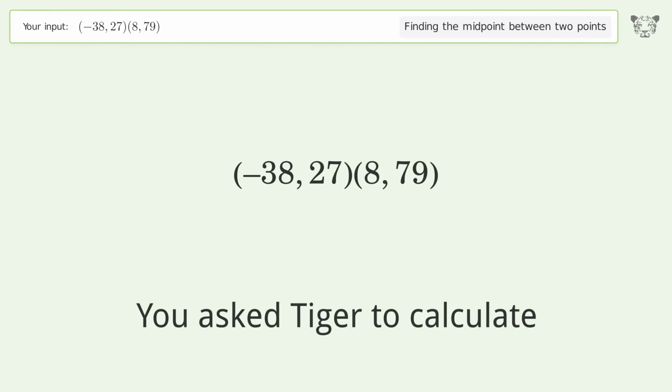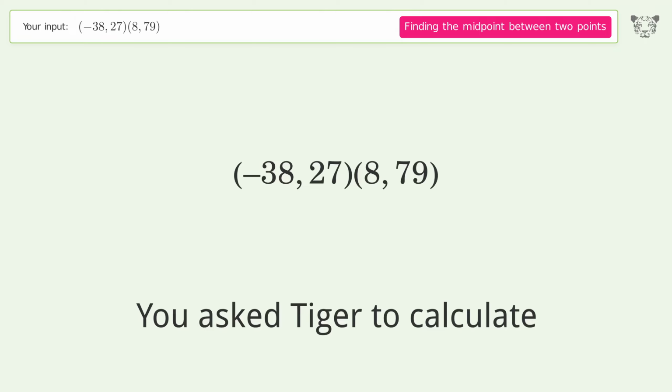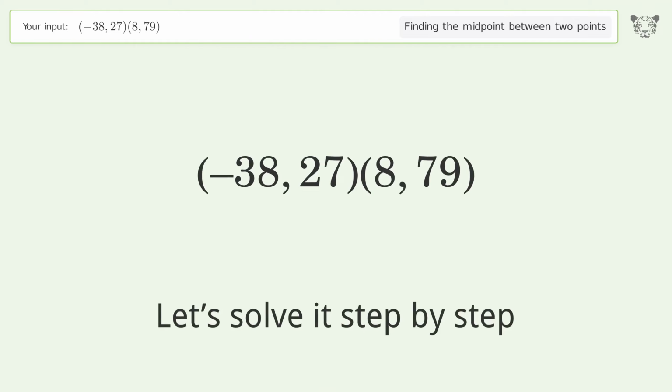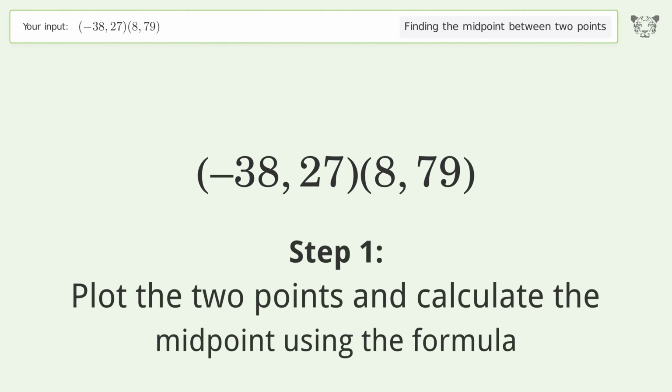You ask Tiger to calculate. This deals with finding the midpoint between 2 points. The midpoint between the 2 points is negative 15, 53. Let's solve it step by step. Plot the 2 points and calculate the midpoint using the formula.